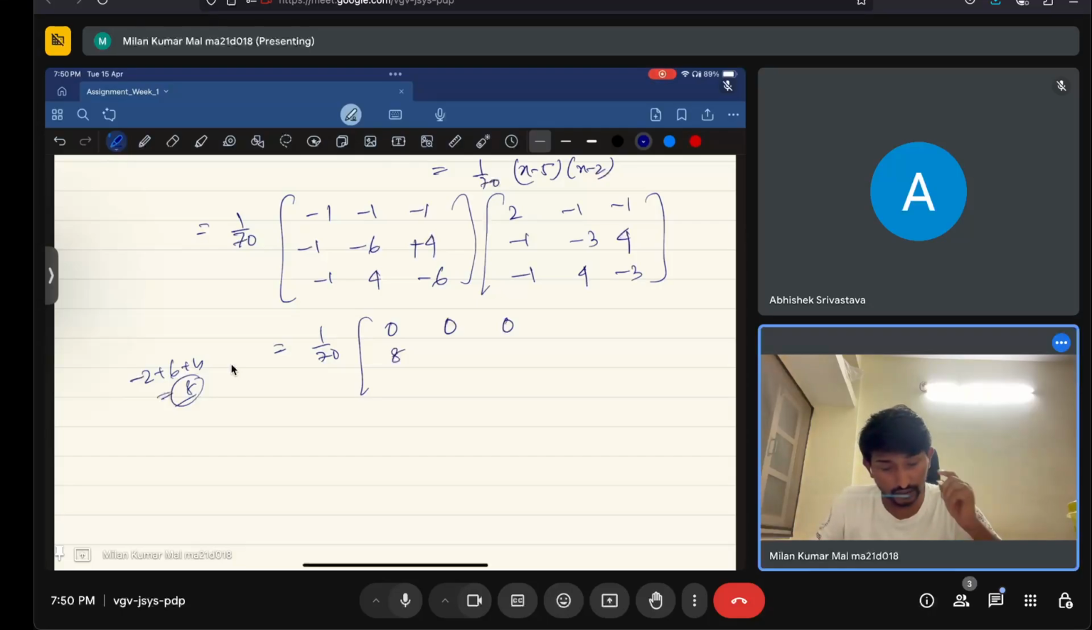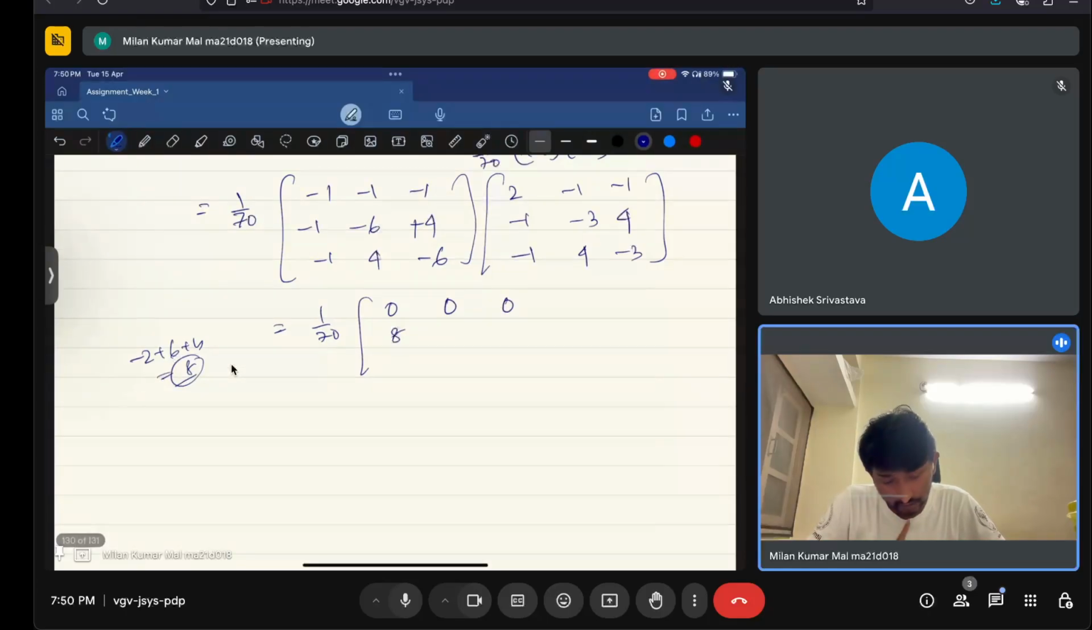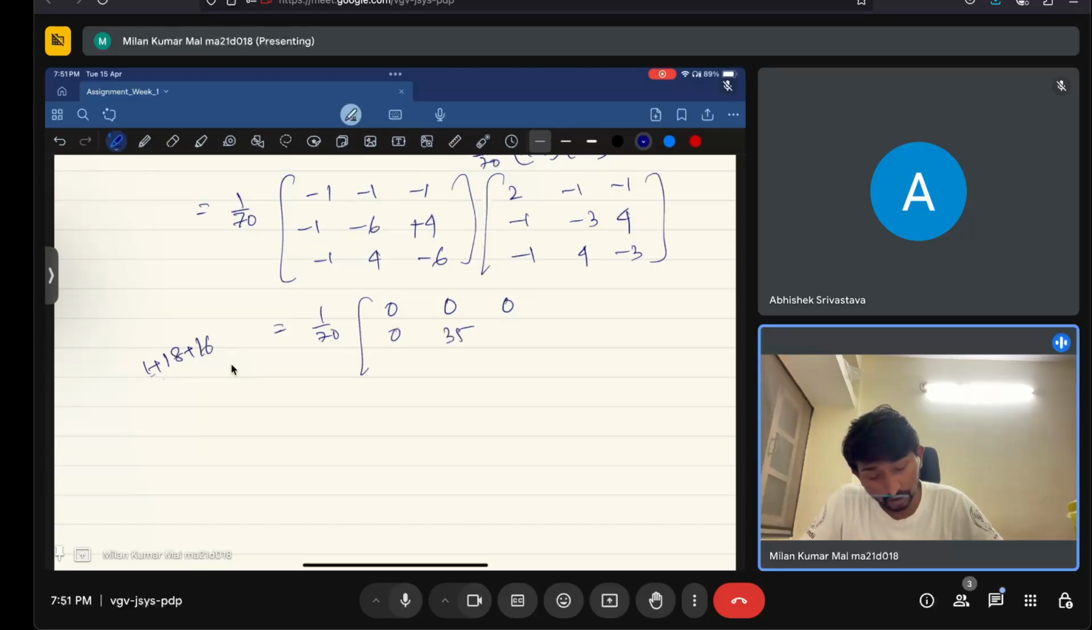This is the mistake I'm making, right? So this will be minus 0. So therefore this is 0. Next one is minus 1; the middle one is 1 plus 18 plus 16, that will be 17 plus 18, that is 35. Next one is 1 minus 24 minus 12, that is equal to minus 35. Next one is minus 2 minus 4 plus 6, that is 0.